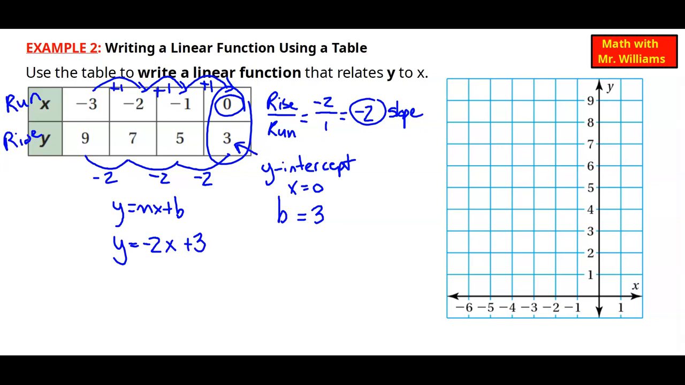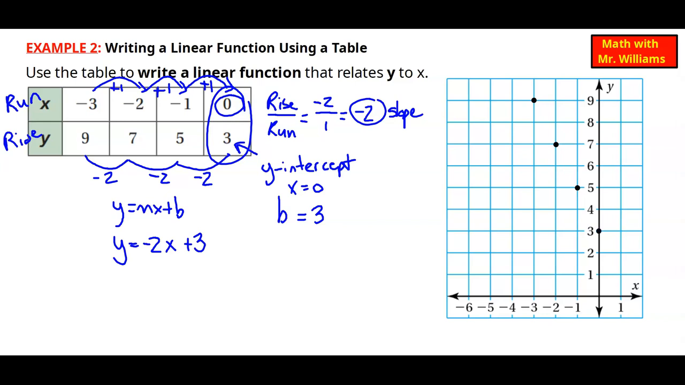Our first ordered pair will be -3, 9. So we go left to -3 and then up to 9. Our next one would be -2, 7. Then we have -1, 5. So we start at the origin, move left 1, and then up 5. Then we have 0, 3, our y-intercept. So we don't go left or right because it's 0 for our run, but we do go up 3 spaces.